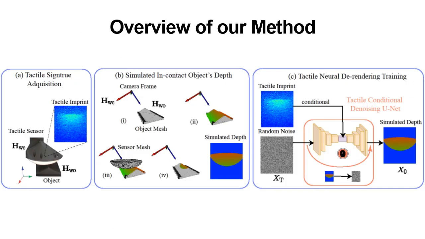To train our model, tactile signatures are obtained from the contact between a visiotactile sensor and different objects with known poses. For each tactile signature, we compute the simulated in-contact object depth, which takes the sensor parameters as input and outputs a rendered depth map of the simulated in-contact object. To train tactile neural rendering, the tactile signatures and simulated in-contact object depths are used as condition and ground truth of a conditional diffusion model, respectively.